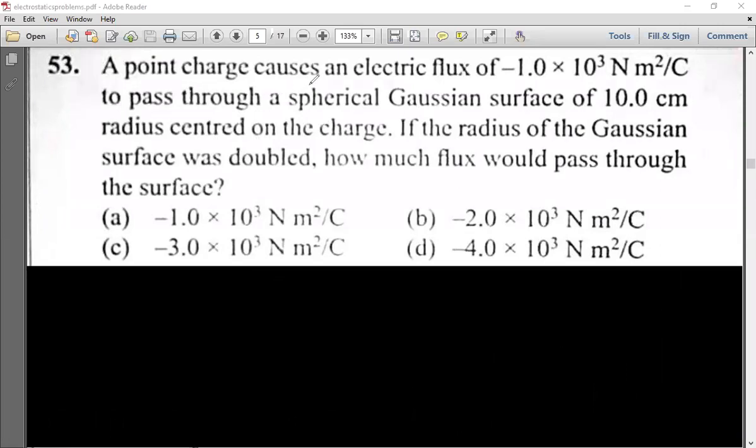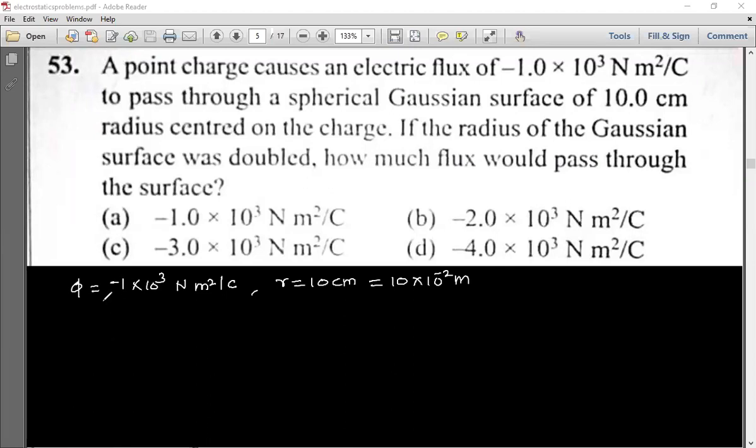A point charge causes an electric flux of -1 into 10 to the power 3 newton meter square per coulomb to pass through a spherical Gaussian surface of 10 centimeter. Spherical Gaussian surface means the radius given is 10 centimeter, so this is 10 into 10 to the power -2 meter, centered on the charge. If the radius of the Gaussian surface was doubled, how much flux would pass through the surface?